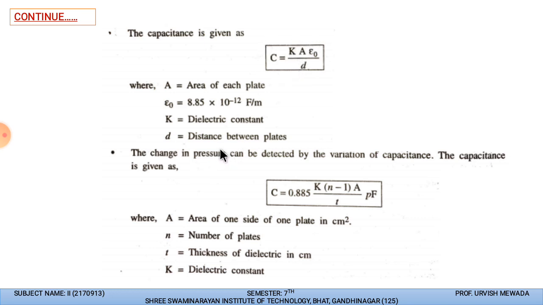The change in the pressure can be detected by the variation of the capacitance. As pressure is applied, according to the applied pressure the diaphragm will get stretched and set its position. As it sets its position, the distance between the two plates will be reduced, so the capacitance of the capacitor will change. The capacitance is given as C equals 0.88 into K n minus 1 A divided by T pF.